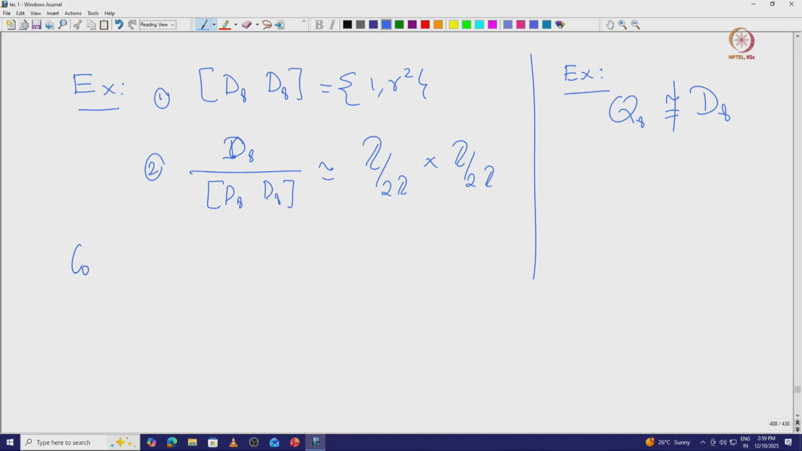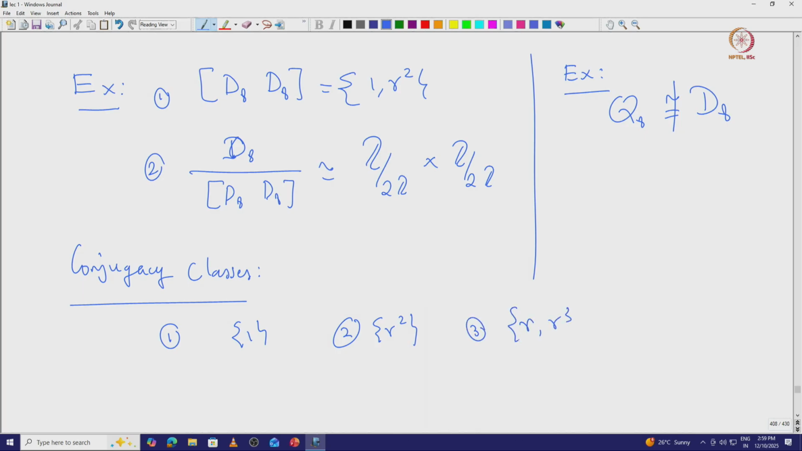So, what are all the conjugacy classes? Again there are 5 conjugacy classes: identity, one element R square, then the 2 elements R and R cube, the fourth one is going to be S R square S, and the fifth one is going to be R S R cube S. So, these are all the 5 conjugacy classes of D8. That means the number of irreducible representations is exactly 5.